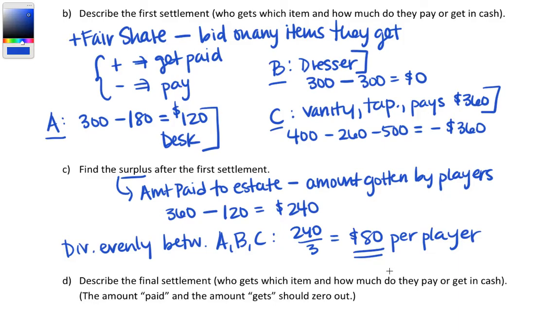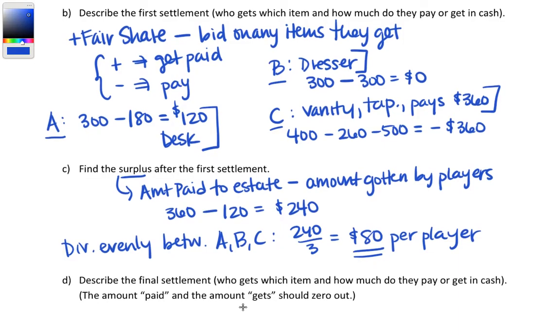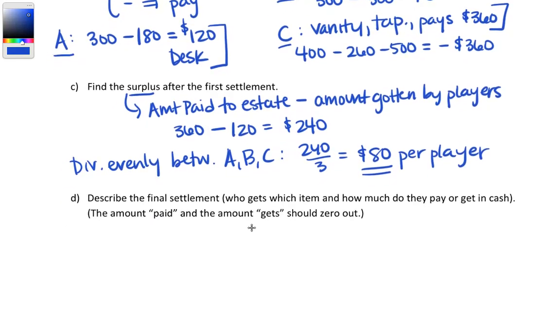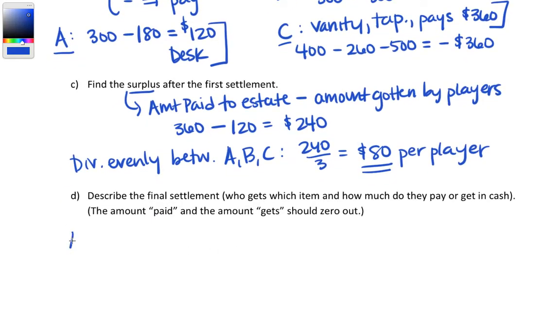So now to find the final settlement, we just need to factor that surplus in. Okay. Well, Anna, remember she got the desk and she got $120 in the first settlement plus that surplus of $80, which gives her the desk and $200.